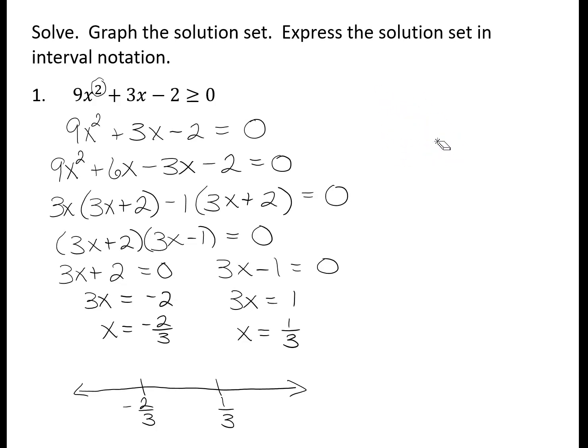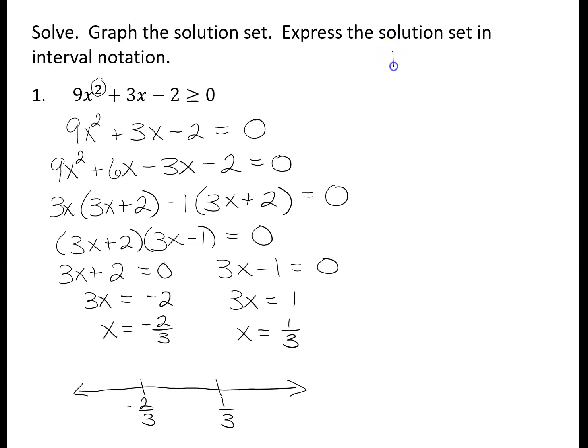So I'm going to start by picking a number in the far left interval. So anything less than -2/3. I usually try to go to the integer that would be directly left of that, which would be -1. But you could do -2, -3, -5, -10, any of those numbers. Okay, but anything left of -2/3.